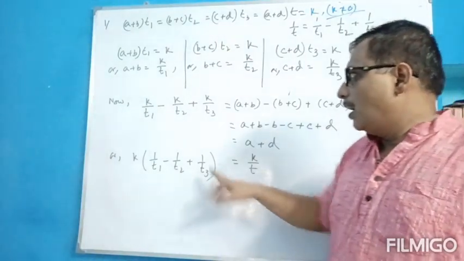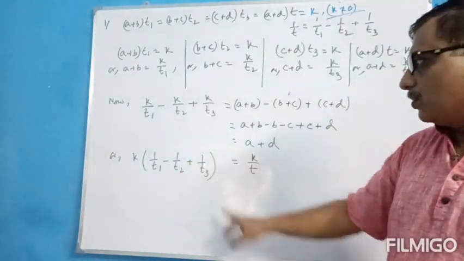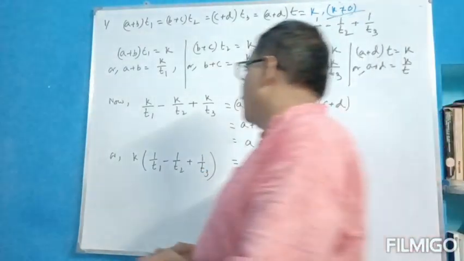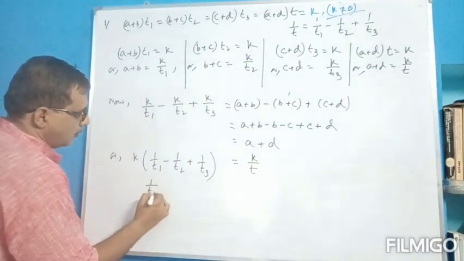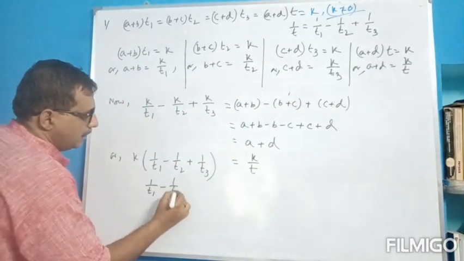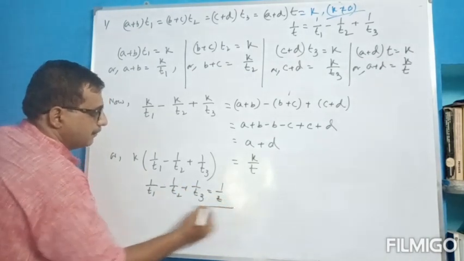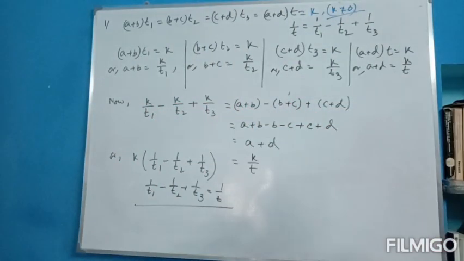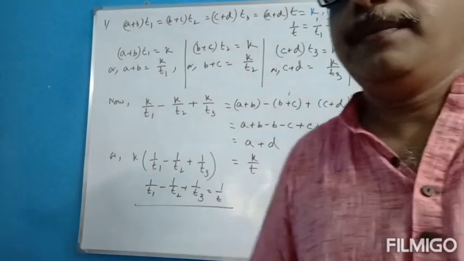Just put it here and take k common. So k times (1 by t1 minus 1 by t2 plus 1 by t3) is equal to k by t. Now k is a non-zero constant, so k cancels out. And then we can write 1 by t1 minus 1 by t2 plus 1 by t3 is equal to 1 by t. That's all. Is it clear? Okay, thanks.